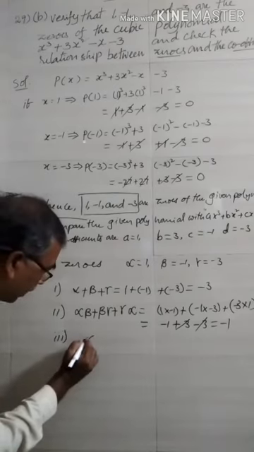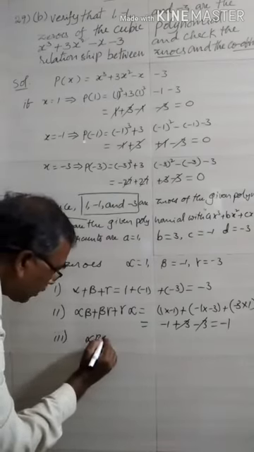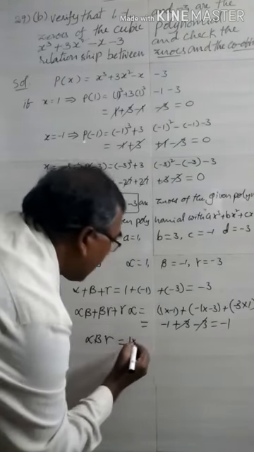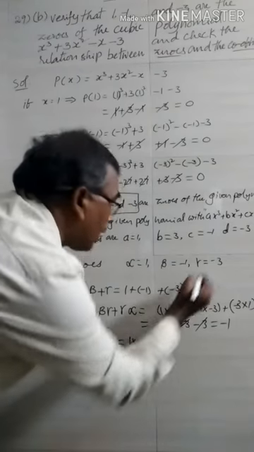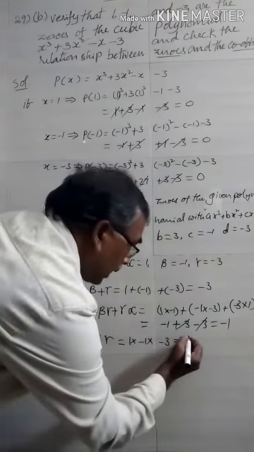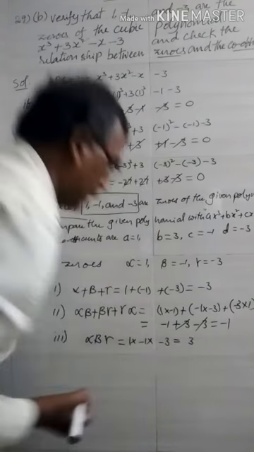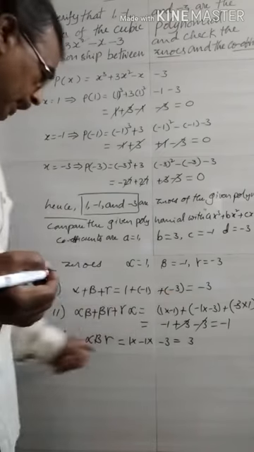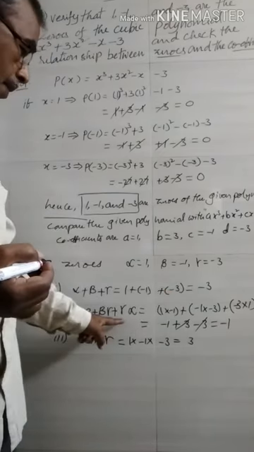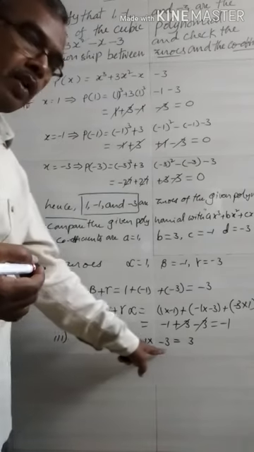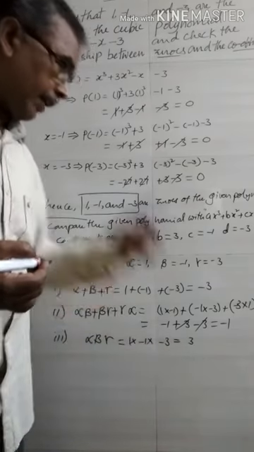Next, the third one, alpha beta gamma. That means alpha into beta into gamma. What is alpha? 1. What is beta? -1. What is gamma? -3. 1 into 1 into 3, 3. Minus into minus plus. So here alpha plus beta plus gamma is -3. Alpha beta plus beta gamma plus gamma alpha is equal to -1. Alpha into beta into gamma is equal to 3.